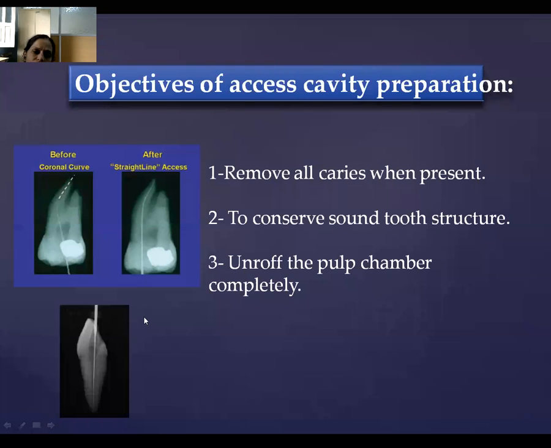See, canal curvature, we cannot do anything to the canal curvature. But in the pulp chamber area, because of restoration, because of the caries, because of the tooth structure, the instrument should not get deflected in the pulp chamber area. This is the objective of access cavity preparation. For that, we have to make a straight line access.